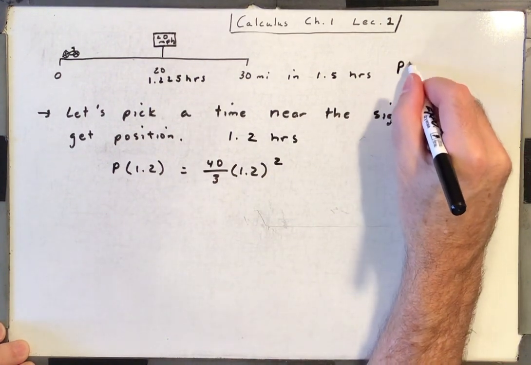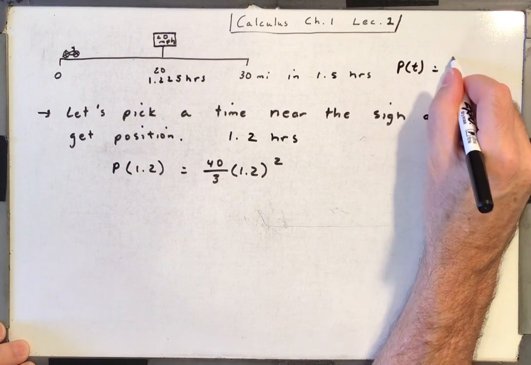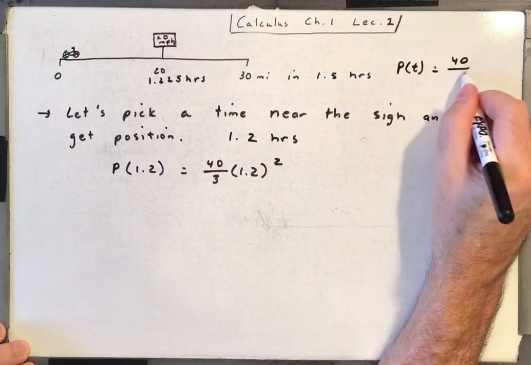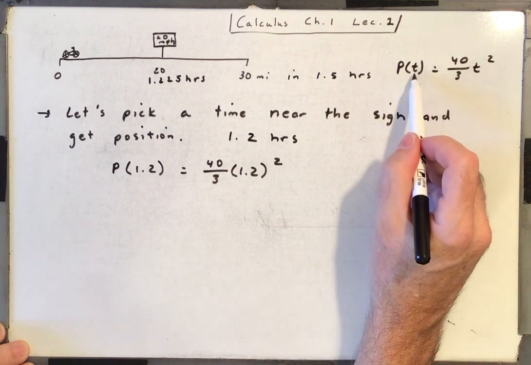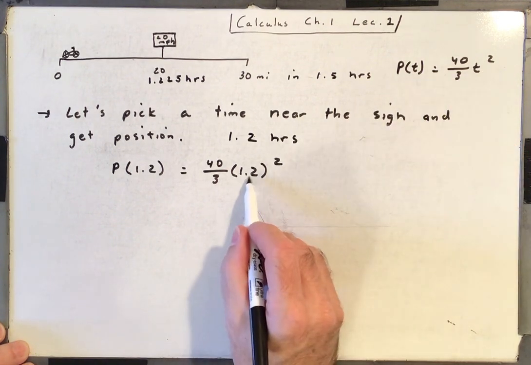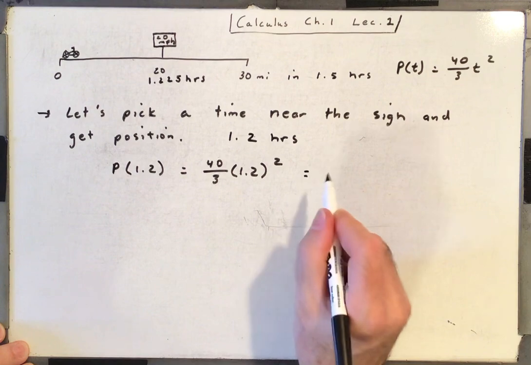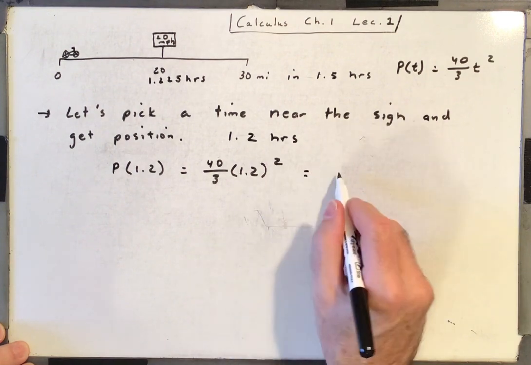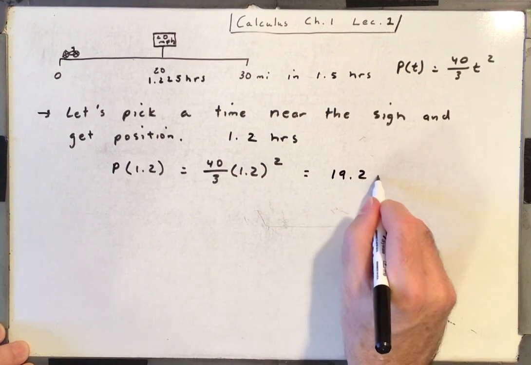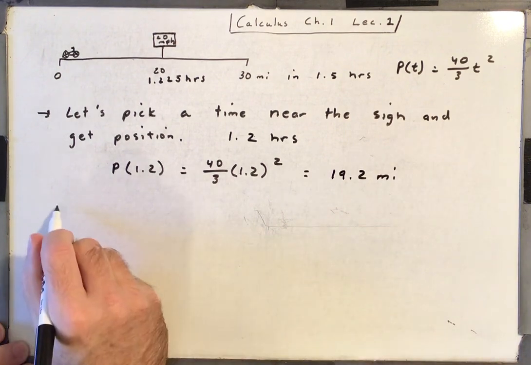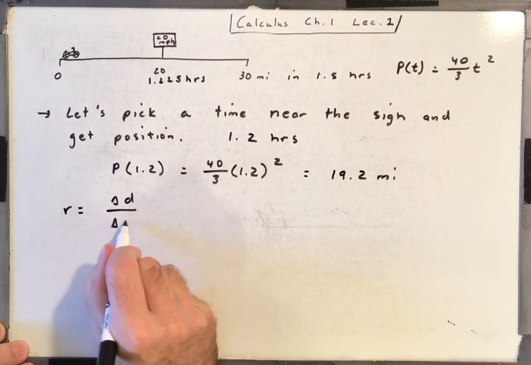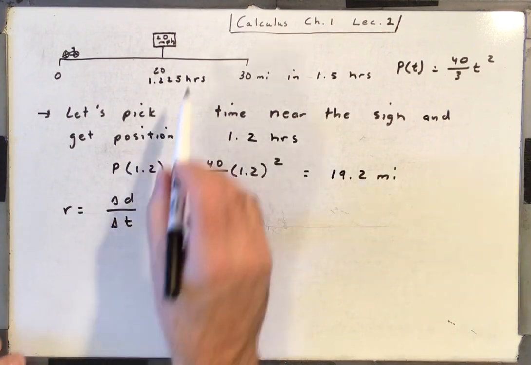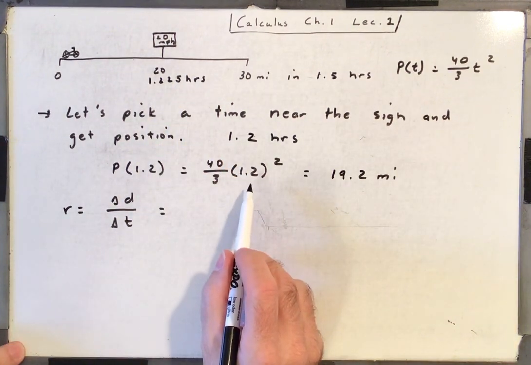Right? Our position function, I'll write it out again. P of t is 40 over 3 times t squared. That's where the bike is going to be at a particular point in time. Our point in time is 1.2. So you plug that into your calculator, you get 19.2 miles. So now we know that the rate is change in distance over change in time. I can get an estimate of the rate by using these four numbers.